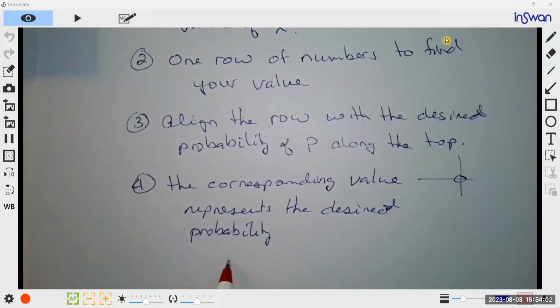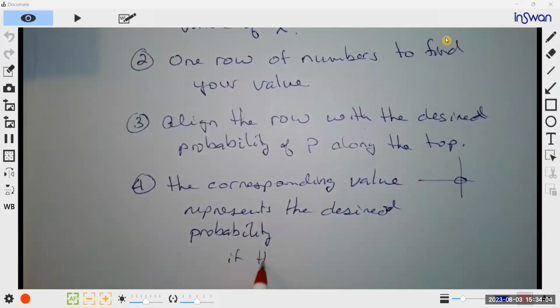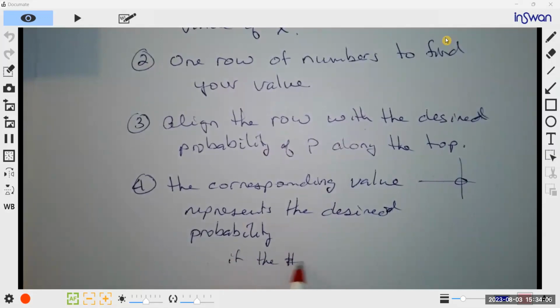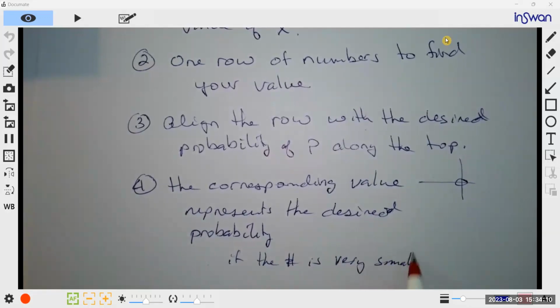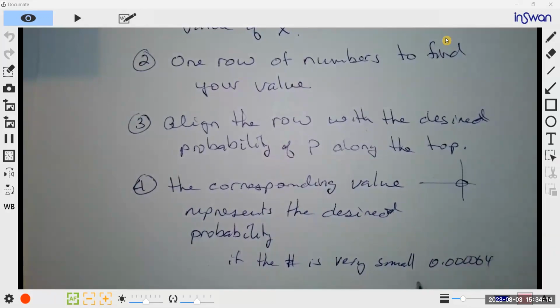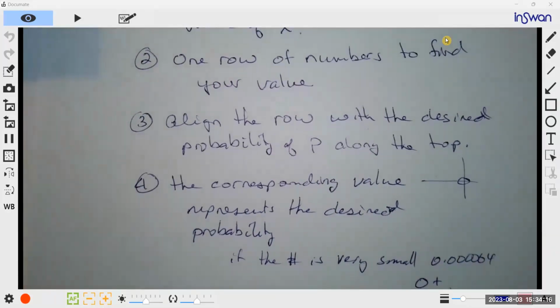And here's if the number is very small, like 0.00064, you'll get 0 plus. So this is what it would look like. Let's look at this.